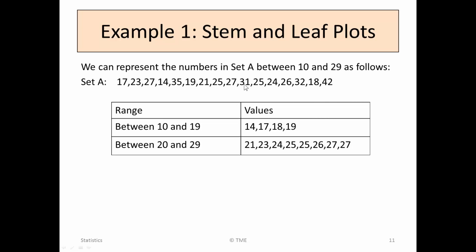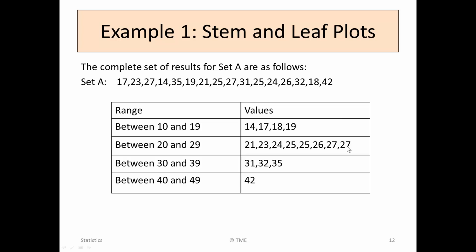We can represent the numbers in set A that lie between 10 and 29 as follows: 14, 17, 18, 19, as we got before. And if we complete the set, all of the numbers between 30 and 39 are 31, 32, and 35. And we have one number between 40 and 49, the 42. So there are the values, we'll highlight them there. They're the values that we got when we put the numbers in order and also arranged them into categories.